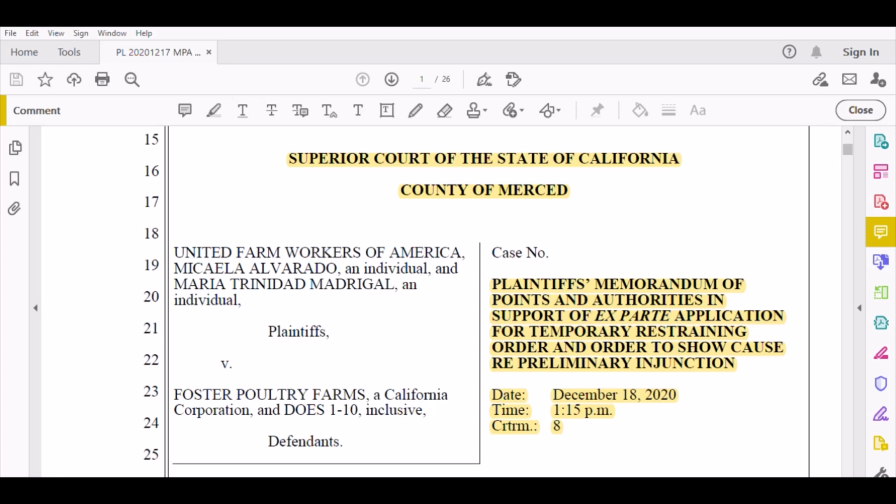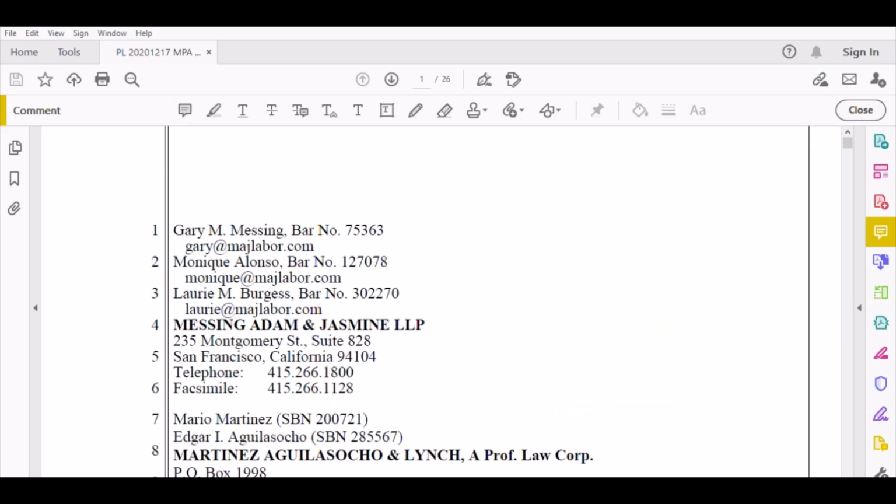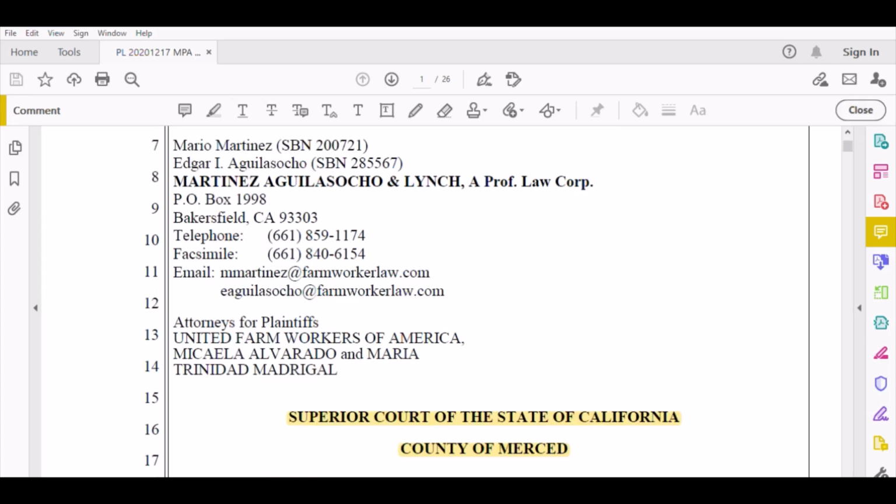This is going to be just a really quick introduction to the application for a restraining order that was filed against Foster Farms. I'm not going to be going over the whole thing because the whole thing is 26 pages. What I will do is skip down to the table of contents, and that'll give you a pretty good idea of what the whole thing is about. There will be a link in the description of this video that will take you to a copy.